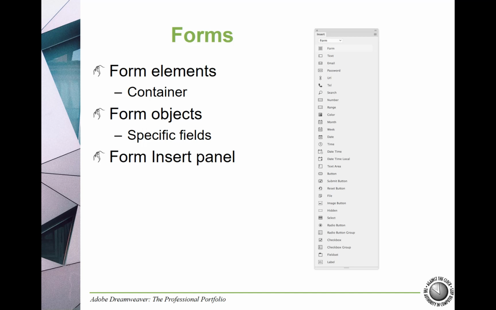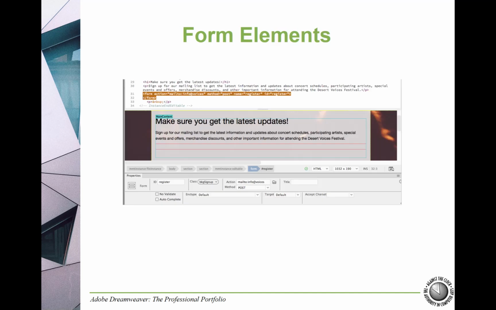So here we have forms, and you can see all the different form inputs that are available, such as text, email, password, and so on. We have a great many things in here that are available to you, and some error checking can be available as well. So you can see the form elements up top. You'll notice it says form action equals mailto, so that means it's going to mail to info@voices.